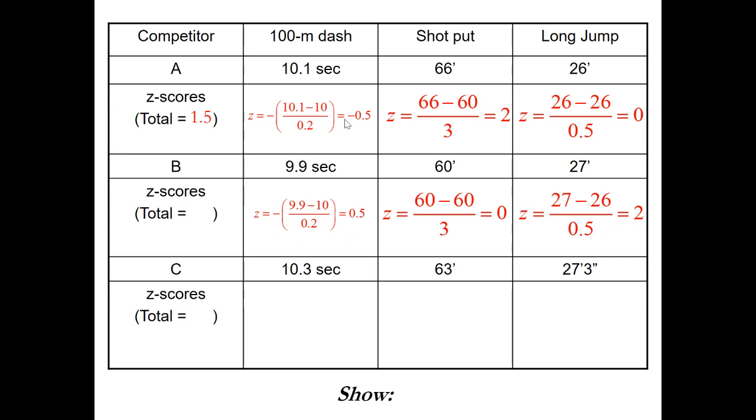So I have 2 standard deviations above the mean for long jump. I'm sorry, for their 100-meter dash, it was not a z-score of 0.5. It was actually negative 0.5, but we made it positive so we could add them up. And the higher they get, the better they did overall. So they had 2.5 z-scores. So they're definitely better than competitor A.